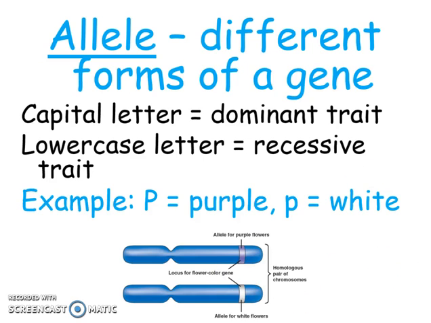So an example here, if we go back and think about Mendel's flowers, purple was the dominant trait, so we would represent that by a capital P. And the white flowers were recessive, so we would represent that with a lowercase p. These are the alleles.